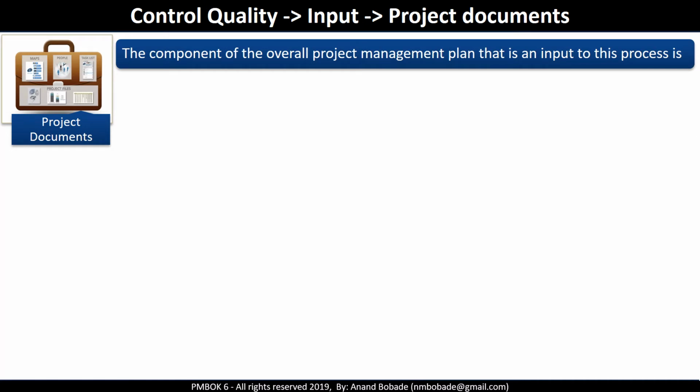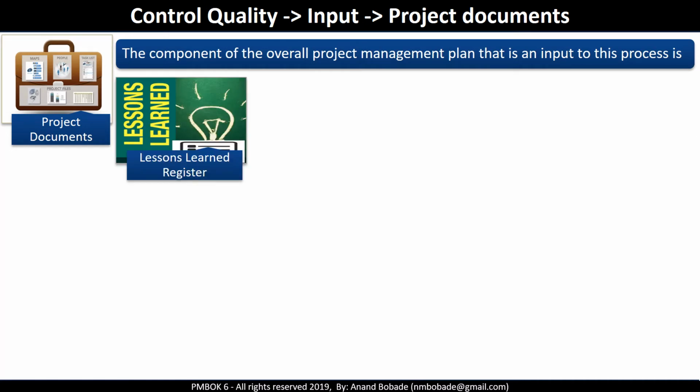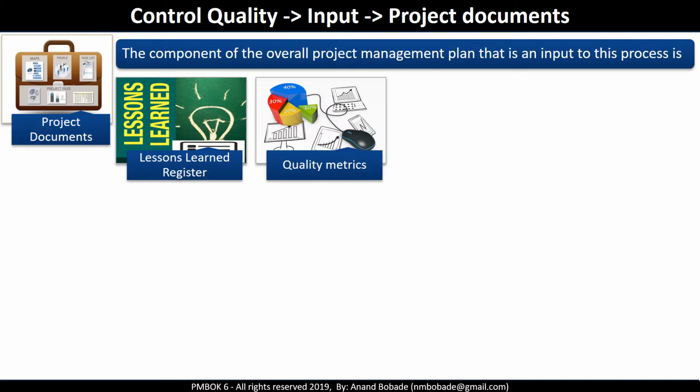Project documents. Lessons learned register. Lessons learned during the quality control process early in the project can be applied to later phases to improve the quality control. Quality metrics. These are an output of the plan quality management process. These are product attributes documented in the form of metrics. These are required to understand how the control quality process will verify compliance with these metrics.